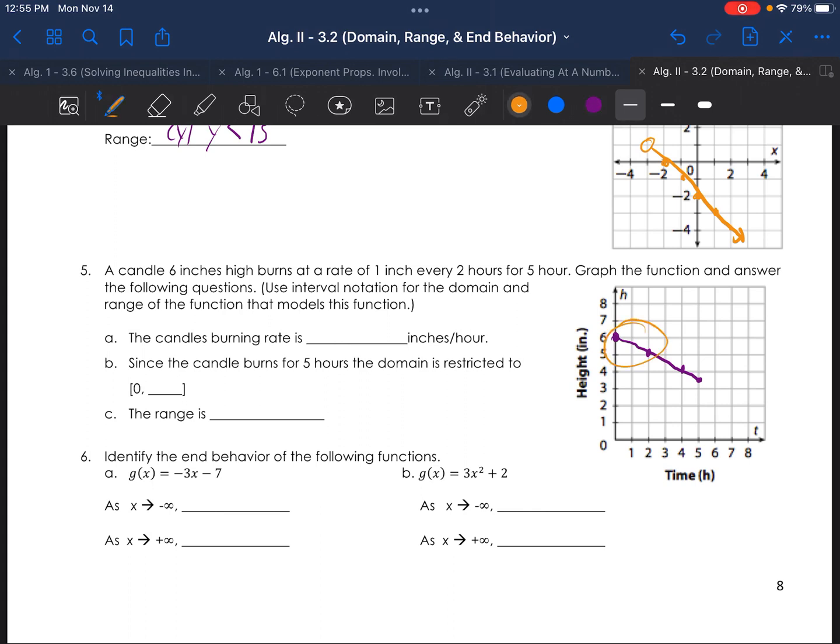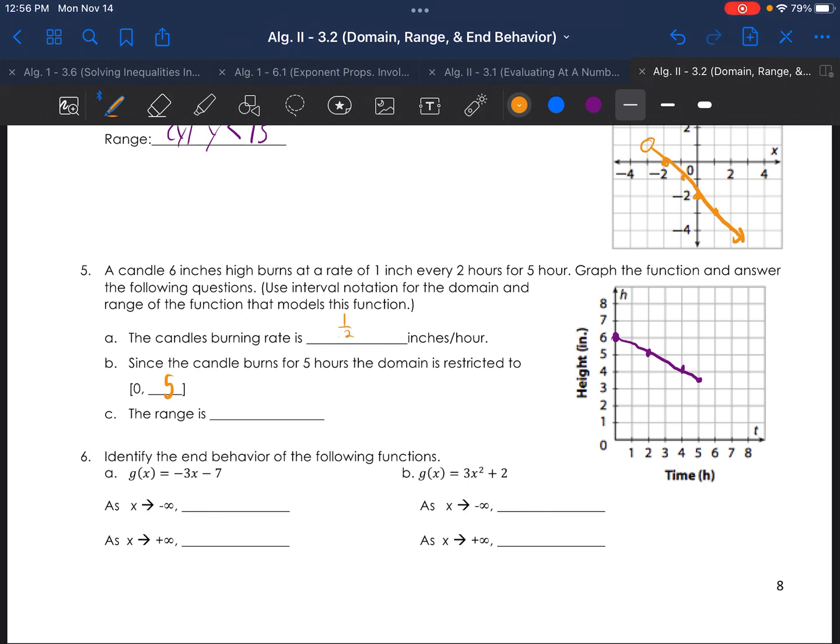Now, this candle is burning at how many inches an hour? Well, you could divide 1 inch every 2 hours, so that is 1 over 2, or 0.5 inches an hour. Now, since the candle burns for 5 hours, the domain is restricted to 0, 5. That's the farthest we go to the right, because that's the farthest it burns. So this is a real-life example where we might use a restricted domain, saying, hey, it's only this.